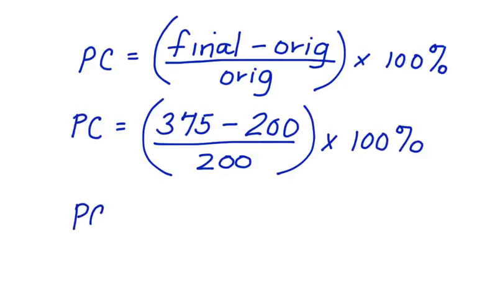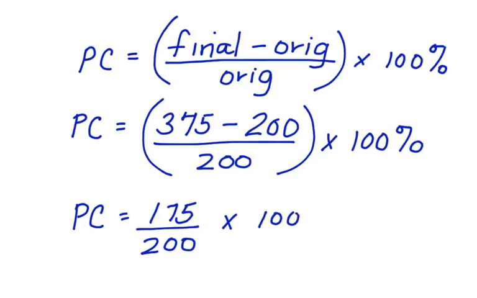Now we can do the subtraction. Let's work in parentheses first. 375 minus 200 is 175, divided by 200, times 100%. And this 100% lets us know that we're going to convert whatever we come up with here into a percentage. Let's move that last number over onto this screen. 175 divided by 200 times 100%.